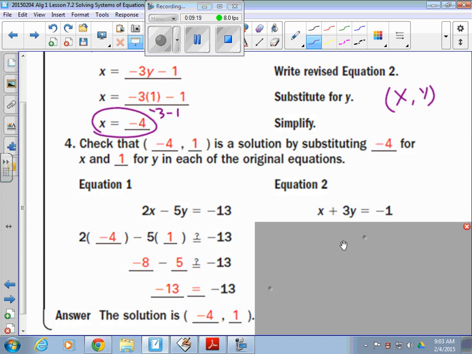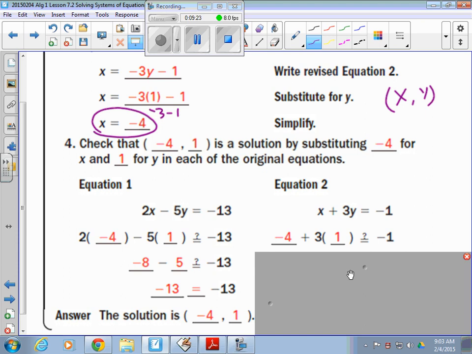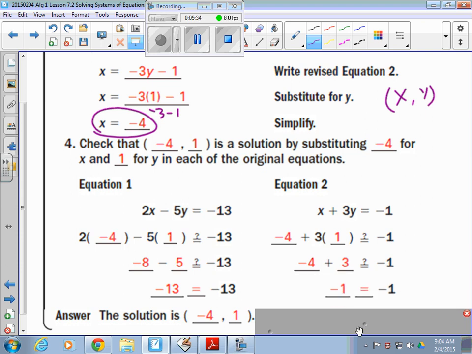Same thing with equation number 2, the original one. X plus 3y. X is -4. So -4 plus 3 times y, 3 times 1. -4 plus 3 is going to be equal to -1. -4 plus 3 is, in fact, -1. So that is a true statement, just like -13 was equal to -13. So the solution is the ordered pair we got a little bit ago, -4, 1.